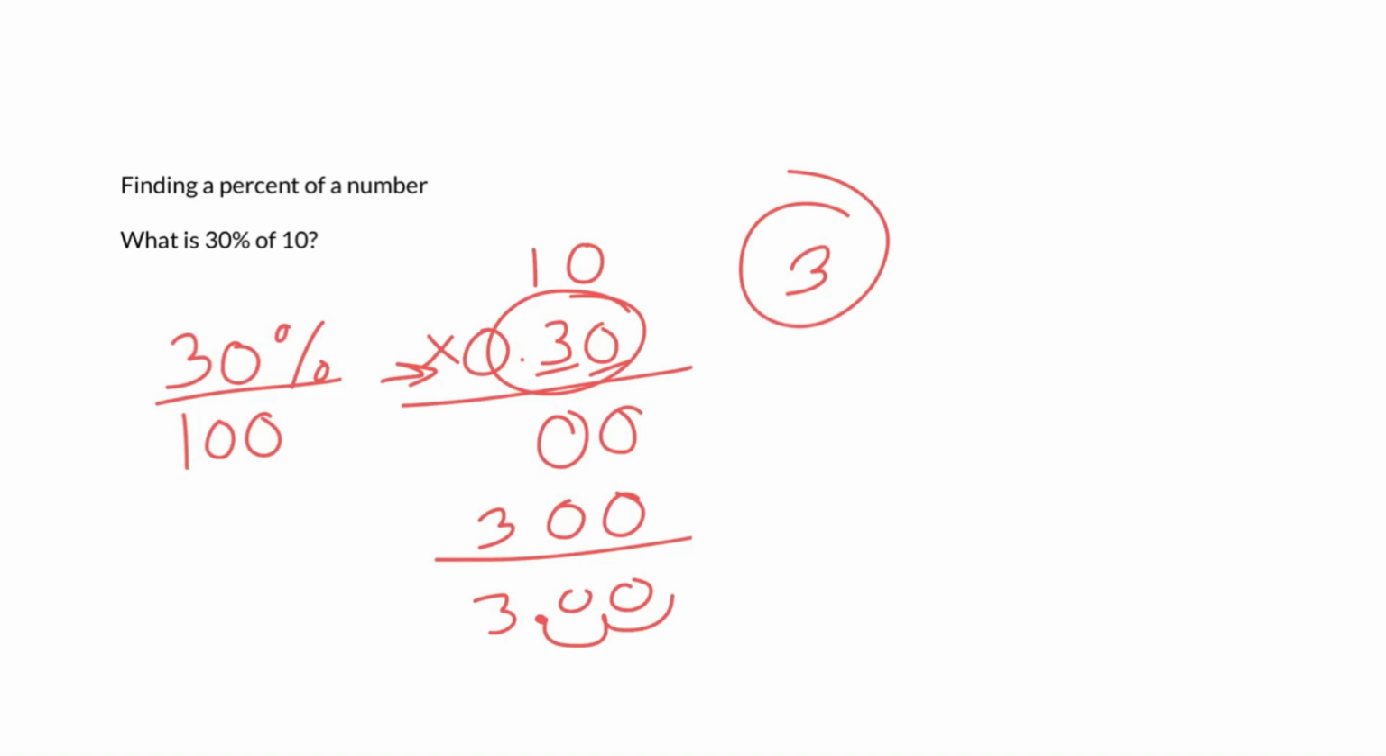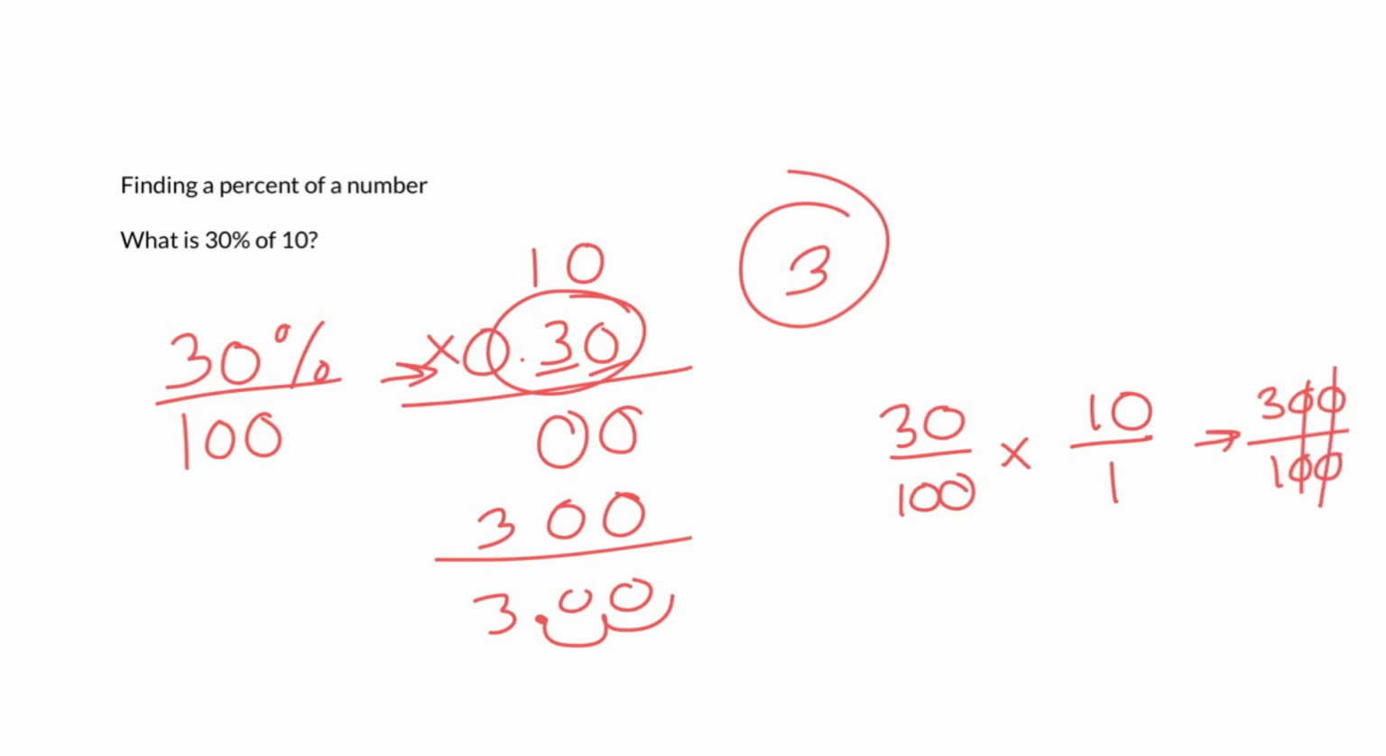One other way that I can go about doing this is to represent this as a fraction as well. Remember here how I mentioned that 30% is the same thing as 30 over 100, well, I could do that too, 30 over 100, and multiply by my 10, which is 10 over 1. That will give me 300 over 100. And if we simplify that, that's the number 3.